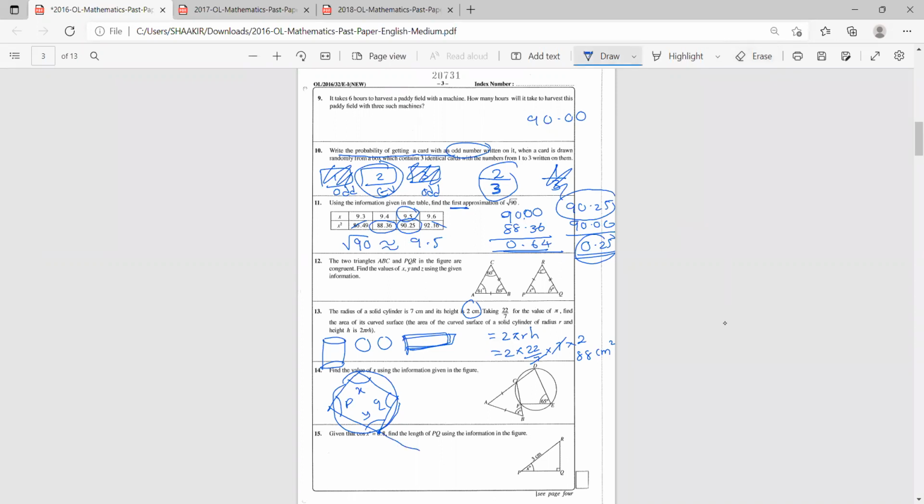Now I'll extend this line. So you can see this is the exterior angle for the cyclic quadrilateral. Exterior means what? It is outside. Now, this exterior angle will be equal to the interior opposite angle. Interior means inside. There are four angles now here: P, X, Q, and Y. There are four angles.